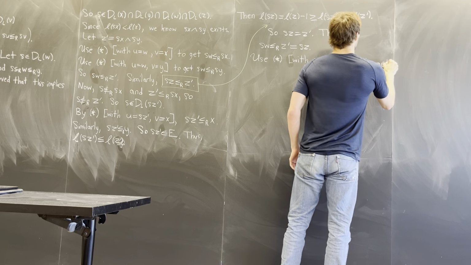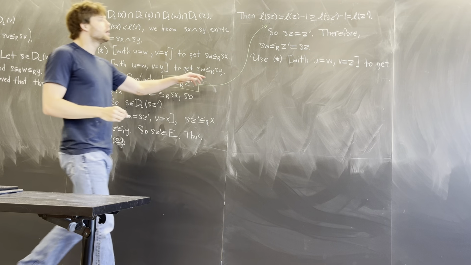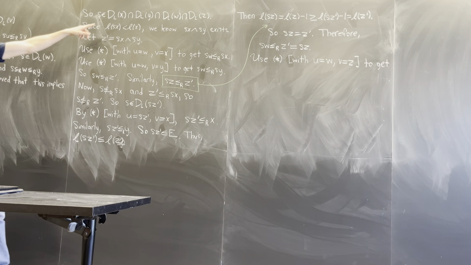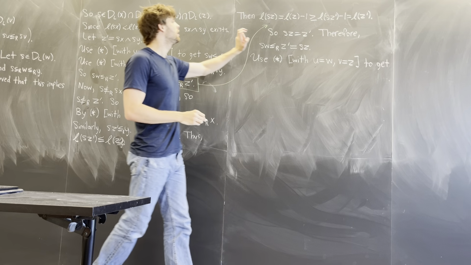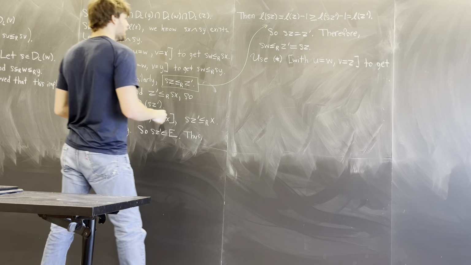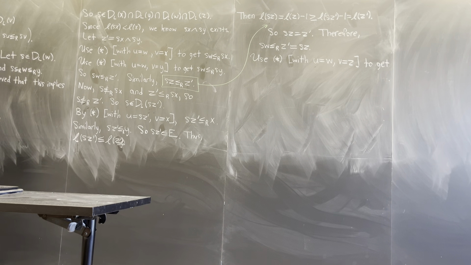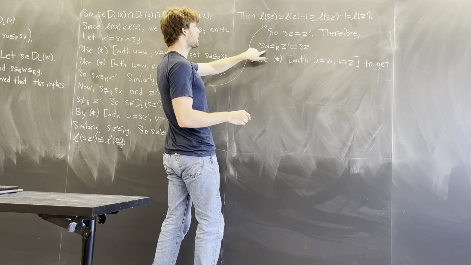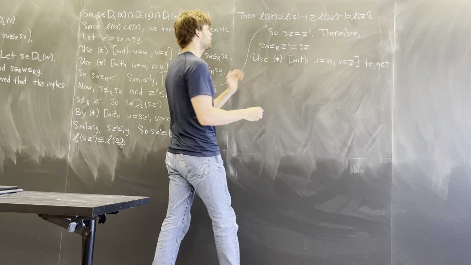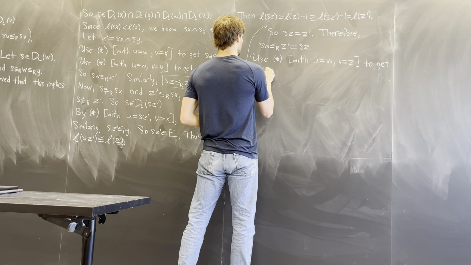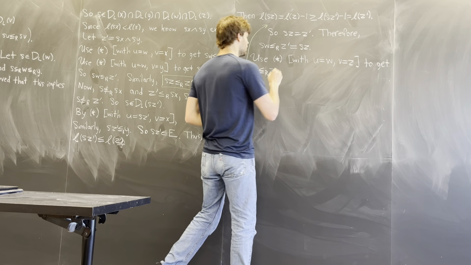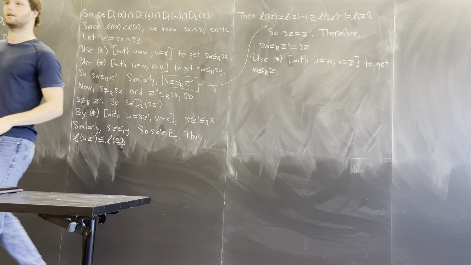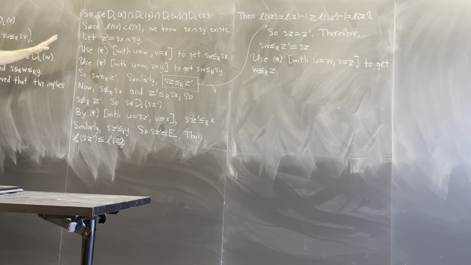To get, well, first of all, I can use star because S is a left descent of W and it's a left descent of Z. And so now this says that U is less than or equal to V if and only if SU is less than or equal to SV. So here I know already that, according to this, SW is less than or equal to SZ. So this tells me that W is less than or equal to Z. And finally, this is what we wanted.